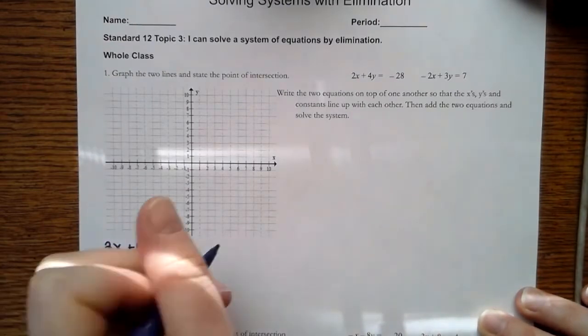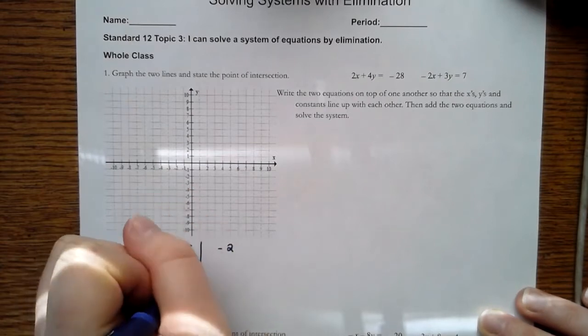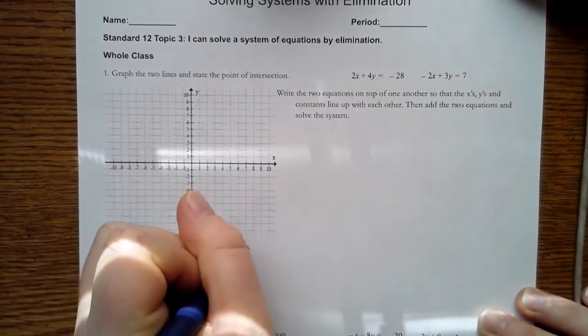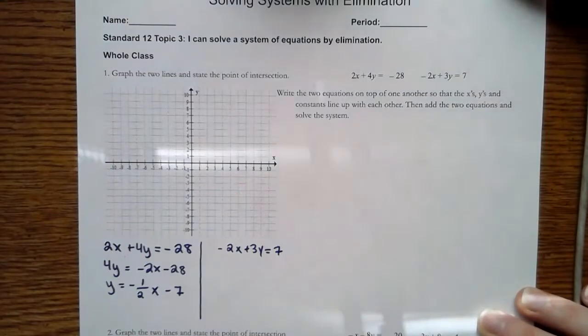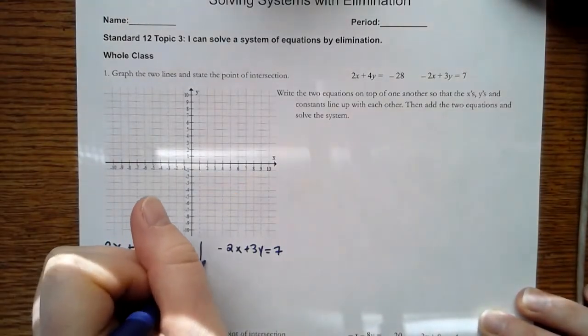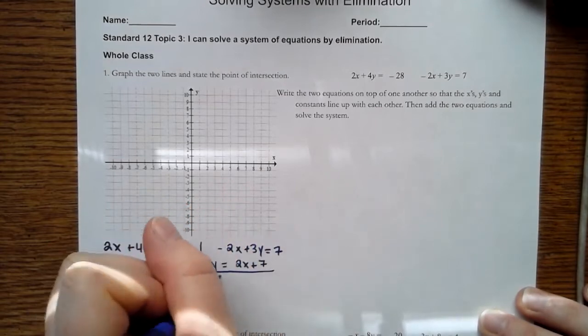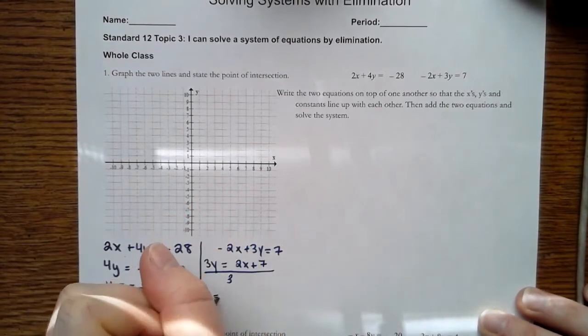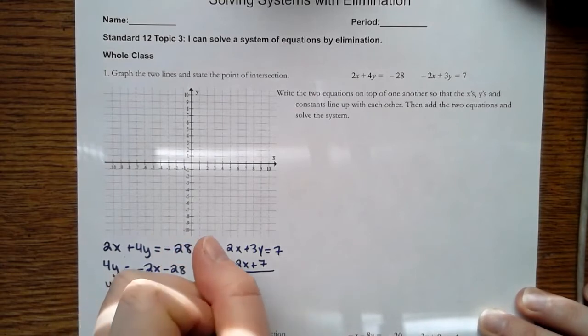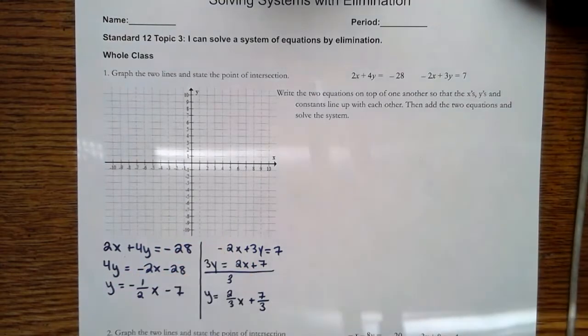The other one would be negative 2x plus 3y equals 7. So this is a review from the previous video, solving for y. I get 3y equals 2x plus 7. Divide by 3. Y equals 2/3 x plus 7/3. There's my slope and my y-intercept.